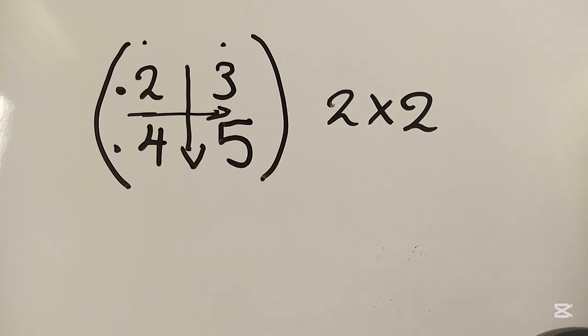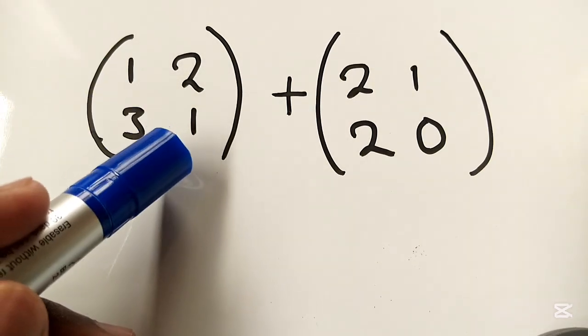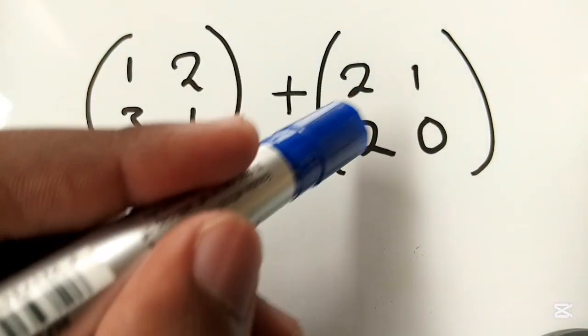Now, what if we were to add two 2 by 2 matrices? Because if we know how to add them, we can know how to add bigger matrices, such as a 3 by 2, or 3 by 4, or 3 by 3. So let's see how to add a 2 by 2 matrix with another 2 by 2 matrix. We have these two 2 by 2 matrices: 1, 2, 3, 1 plus 2, 1, 2, 0.